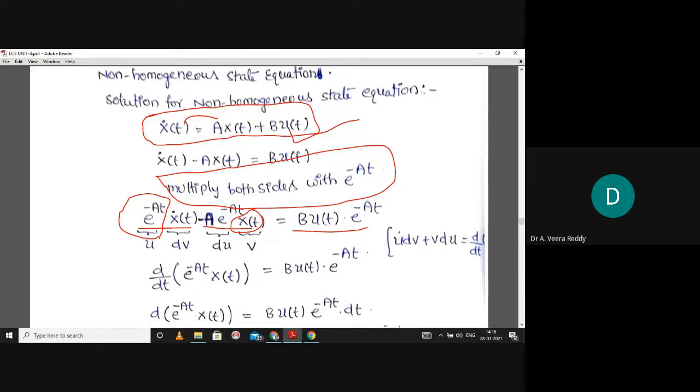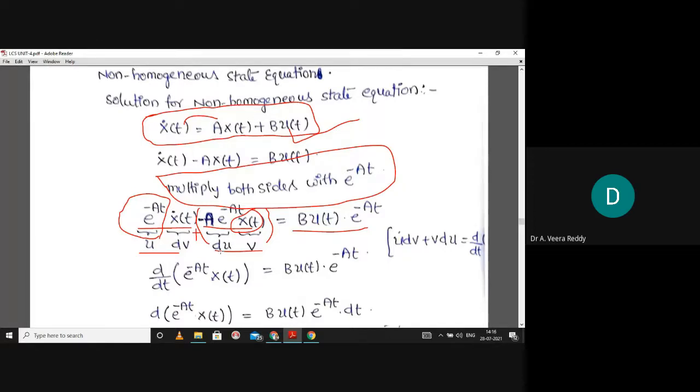Or maybe you can club the minus into this particular term, then you will get u dv plus v du. There is no confusion at all. So it is in the form of the derivative of uv. It is the uv rule, so d by dt of uv.